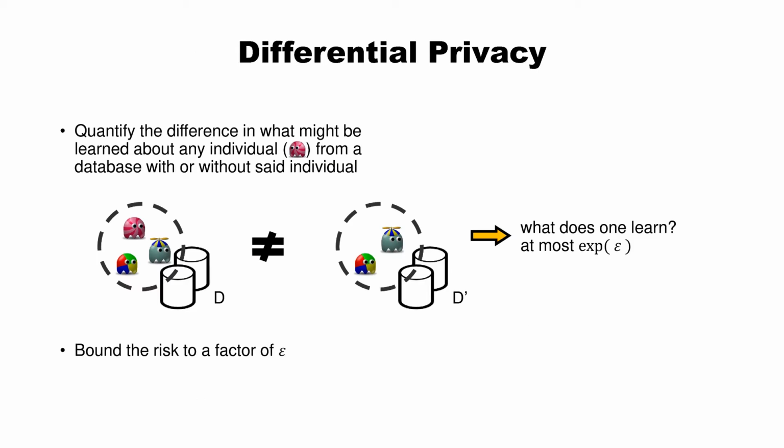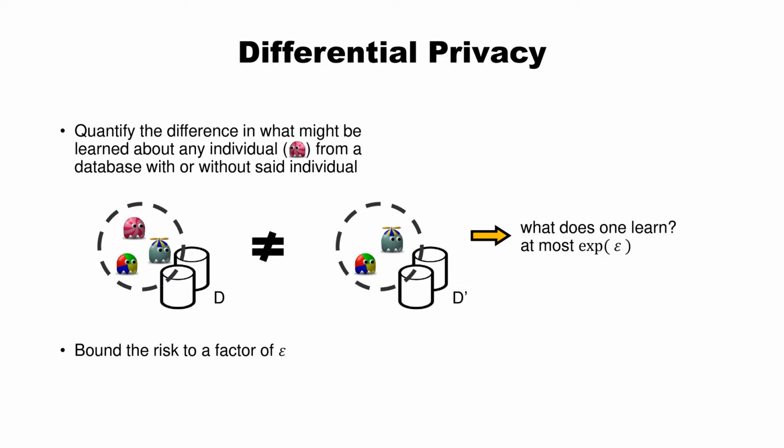So the idea behind differential privacy is to quantify the difference in what might be learned about an individual, let's say Alice, from a database that has Alice and another one that doesn't have Alice. If you look again at those two databases from before, D and D prime, the difference should be bounded by a risk factor called epsilon. And that's what differential privacy does: it bounds this risk by a factor. So when you do two queries to these two different databases, one with Alice and another one without Alice, a maximum amount of information is released. One can only learn a bounded amount of information.